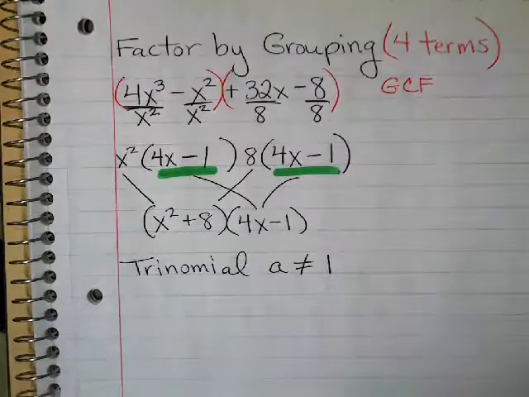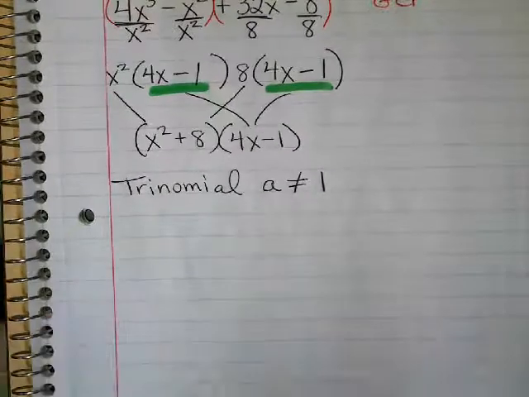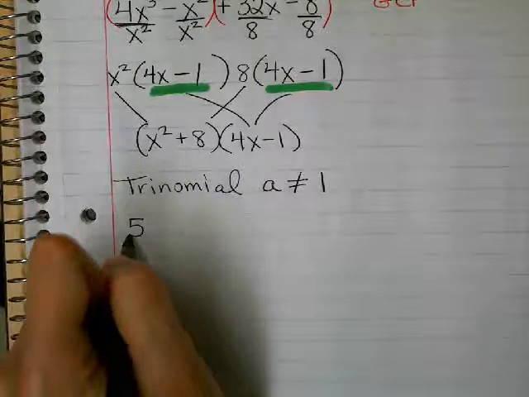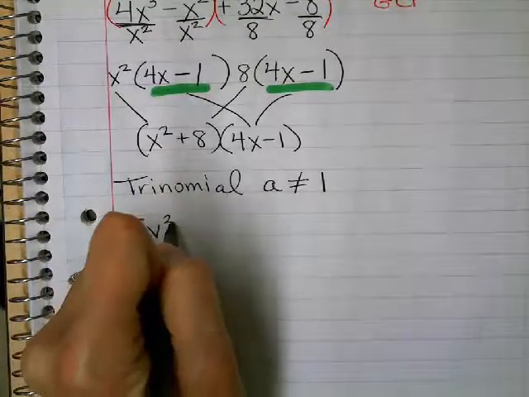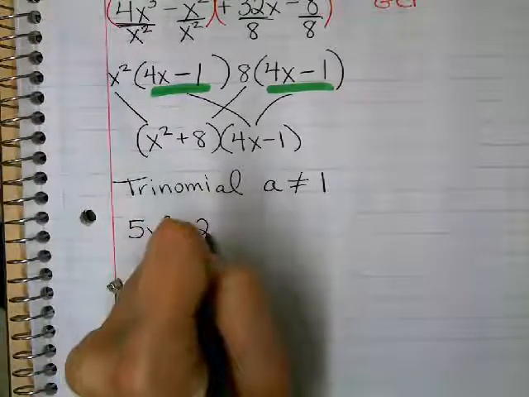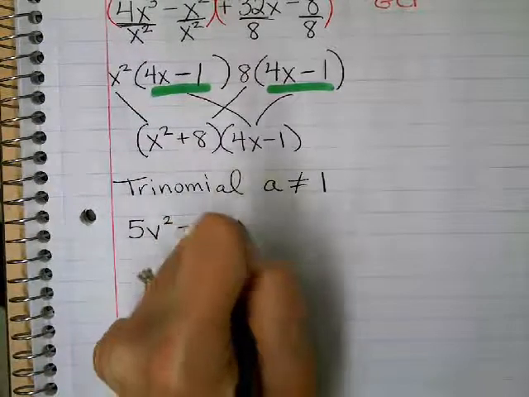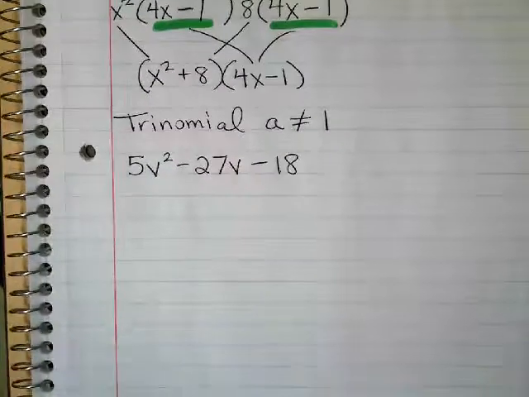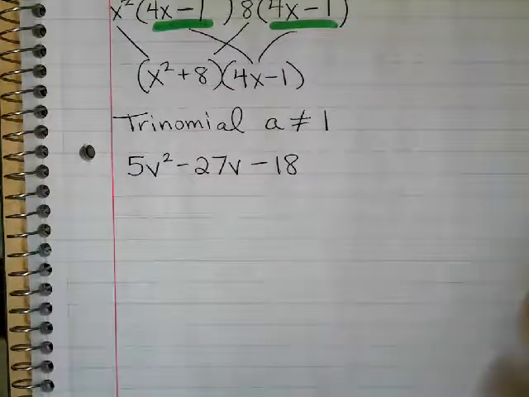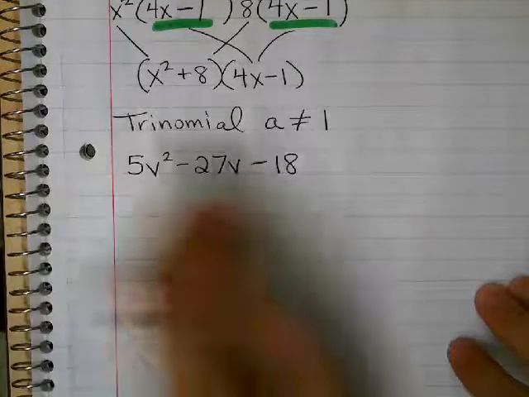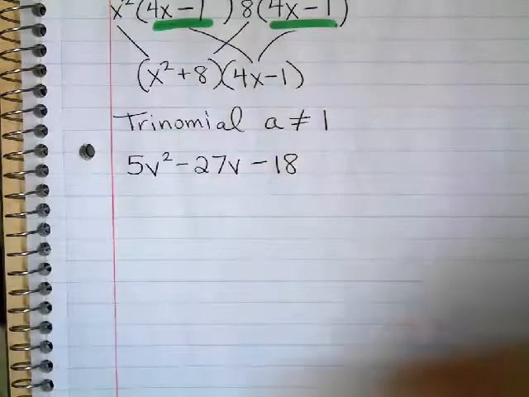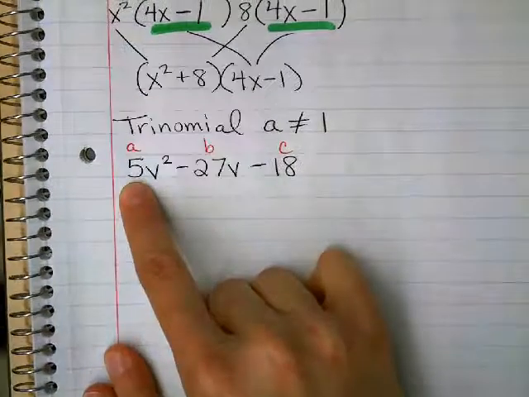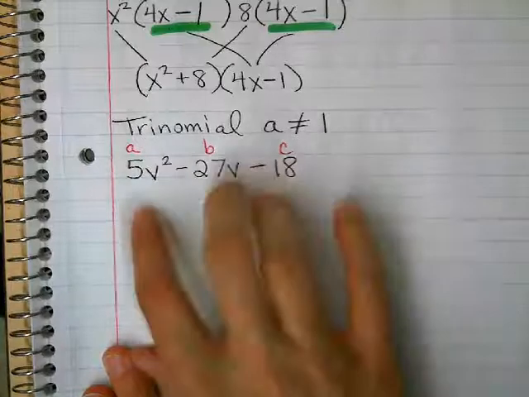So again, let me grab a problem we could do. All right, so let's say we had 5v squared minus 27v minus 18. So again, this is going to be a harder one. It's a trinomial when the first thing, this a number, see this is like a, b, c. The a is not a 1, is it? It's a harder number. It's harder to do this one.